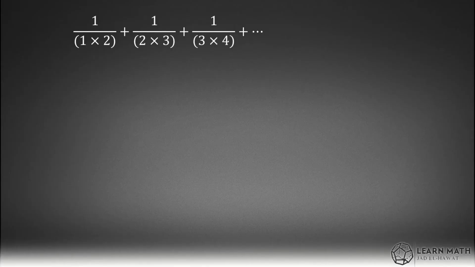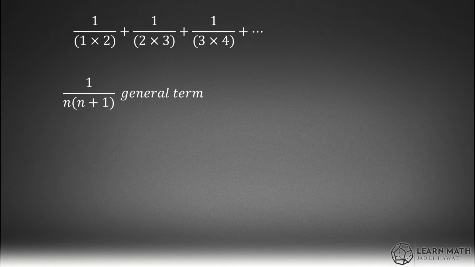We need to find the sum of the following series. The pattern in the series is that the denominator of term n is the product of n and n plus 1, so the general term is of the form 1 over n times n plus 1.